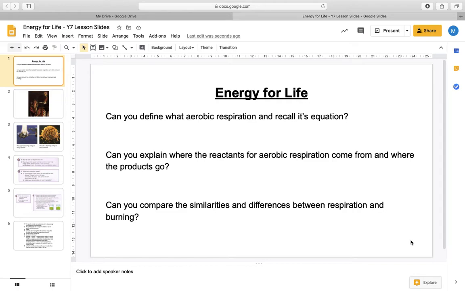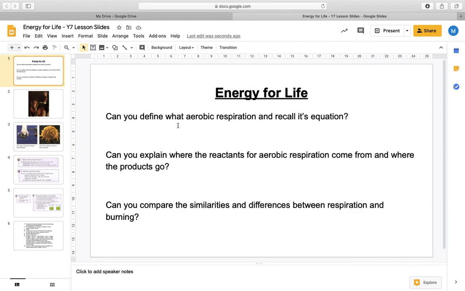Hello and welcome to our first lesson on this new topic of respiration. Today we're going to have a look at some basics of respiration. The title for the lesson, as it would be for any other lesson, is shown on the board at the moment. I'd like you to write in your books, Energy for Life.